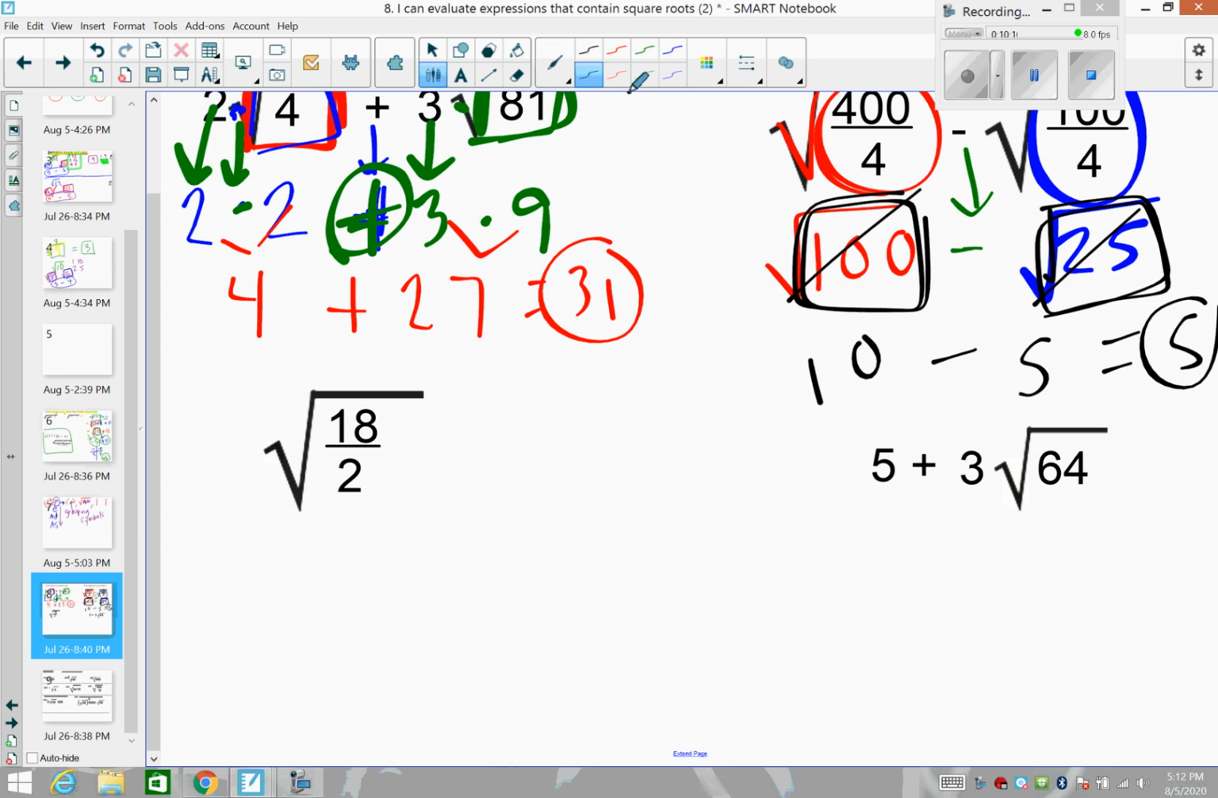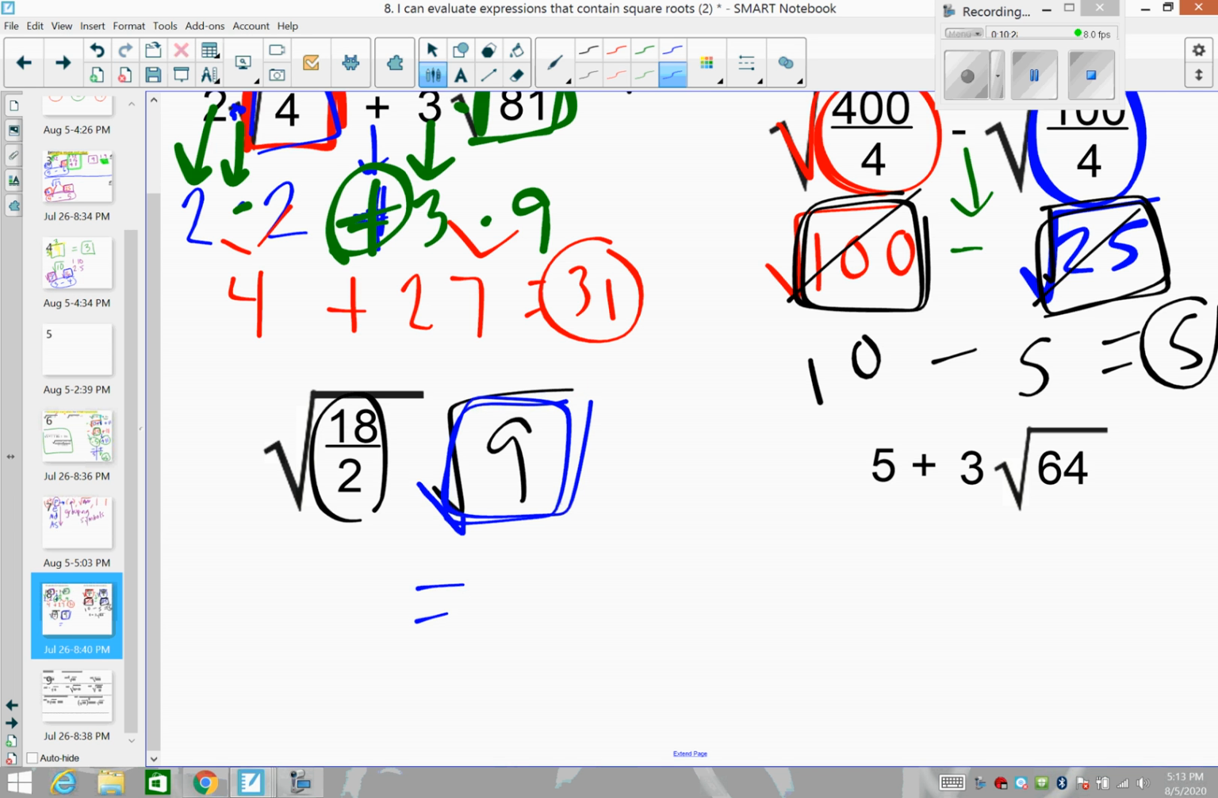Okay. So let's do the inside of the square root first. 18 divided by 2 is 9, but it's inside the square root. So we're going to build ourselves a square, and we want to think about what is the side length that makes that area of 9. And the square root of 9 is 3. It's just 3. Okay, because 3 times 3 is 9.